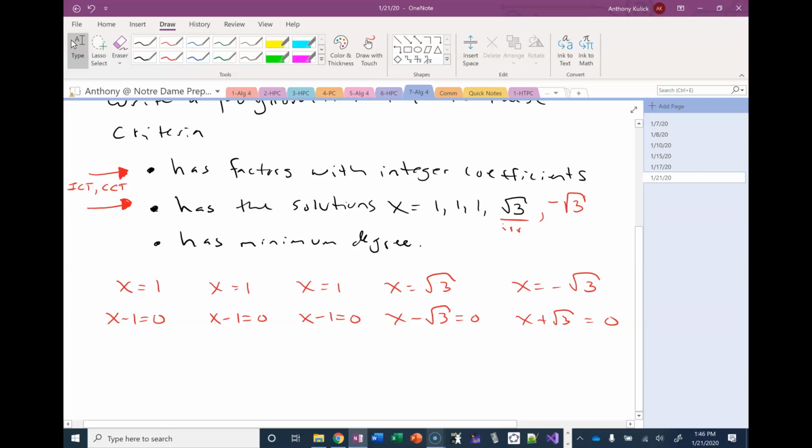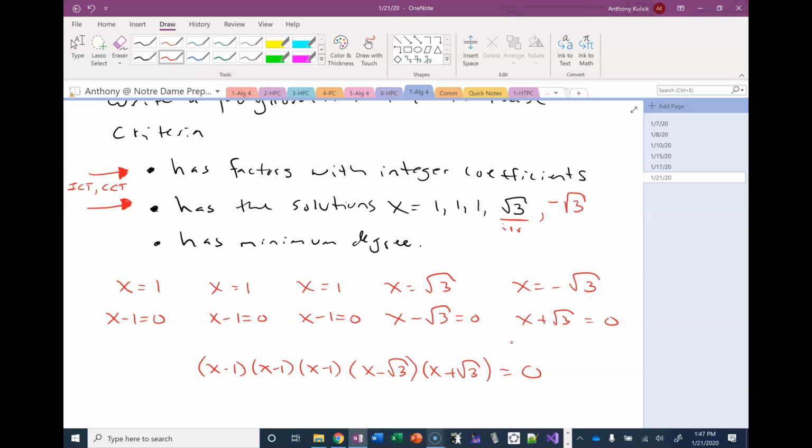Now, if I multiply all 5 of these equations together, I'm going to get x minus 1 times x minus 1 times x minus 1 times x minus root 3 times x plus root 3, all equal to 0. So what I have now is the factored form for a polynomial that has those 5 solutions. Guaranteed, right? Does everybody follow on that?